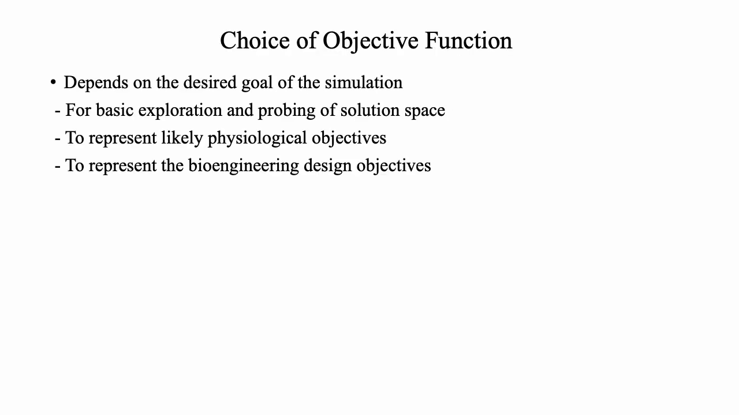To get the FBA solution, we need to understand what kind of objective function we are going to apply in order to get those particular values. That depends on the desired goal of the simulation. It helps us in basic exploration and probing of the solution space, to represent likely physiological objectives, and to represent bioengineering design objectives. So the choice of objective function is very important in order to get the kind of FBA solution you want for the organism or the model, to be precise.